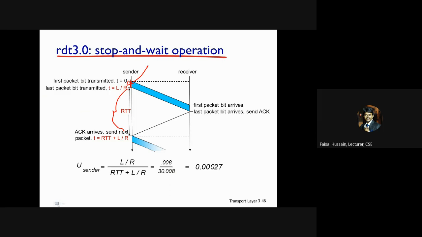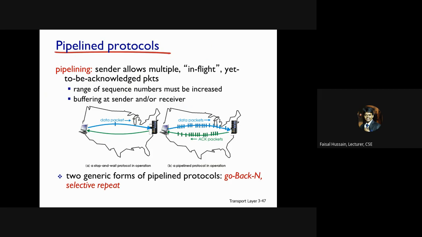In this situation, how can we improve our protocol? The idea is pipelining. What is pipelining? Instead of sending one packet, we will allow multiple packets to be sent out at the same time without getting acknowledgement from the receiver side. In this case, we need to increase the range of the sequence numbers. In the previous case, we had only two sequence numbers, 0 and 1. Now we need more sequence numbers, from 0 up to the window size.